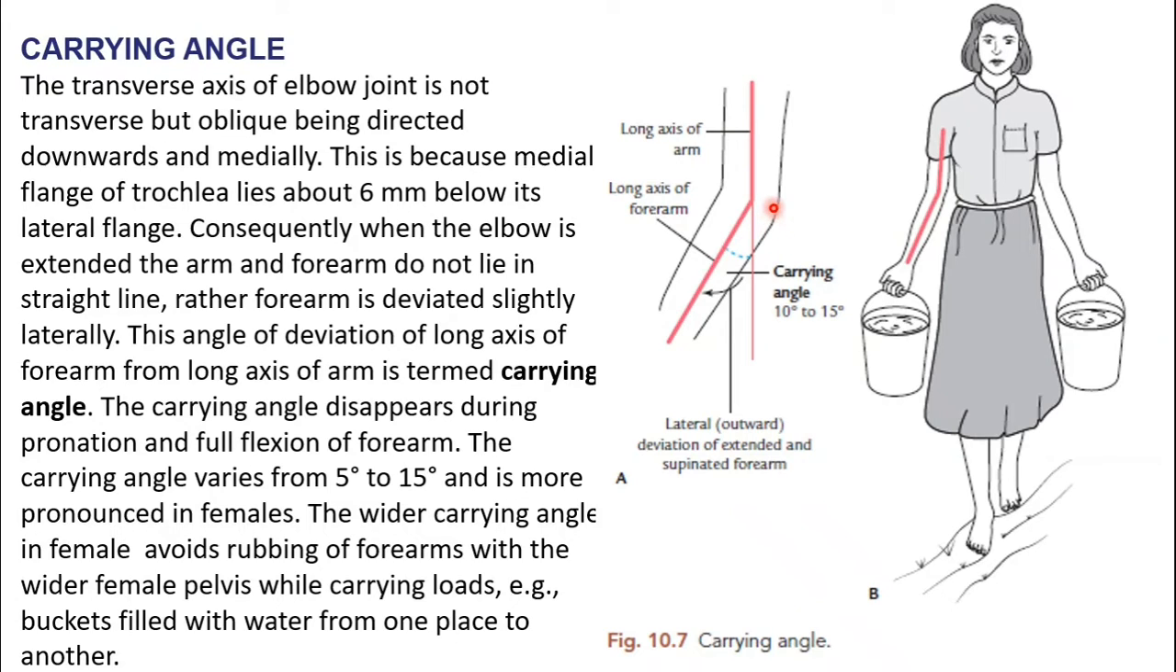So when the elbow is extended, the arm, and this is the arm, this is the forearm, they are not in line, they do not lie in a straight line. Rather, the forearm is deviated slightly laterally. You can see this forearm is deviated laterally. This is the diagram showing laterally. This angle of deviation of long axis of forearm along with the long axis of the arm is known as the angle of carrying. This angle disappears when you pronate.